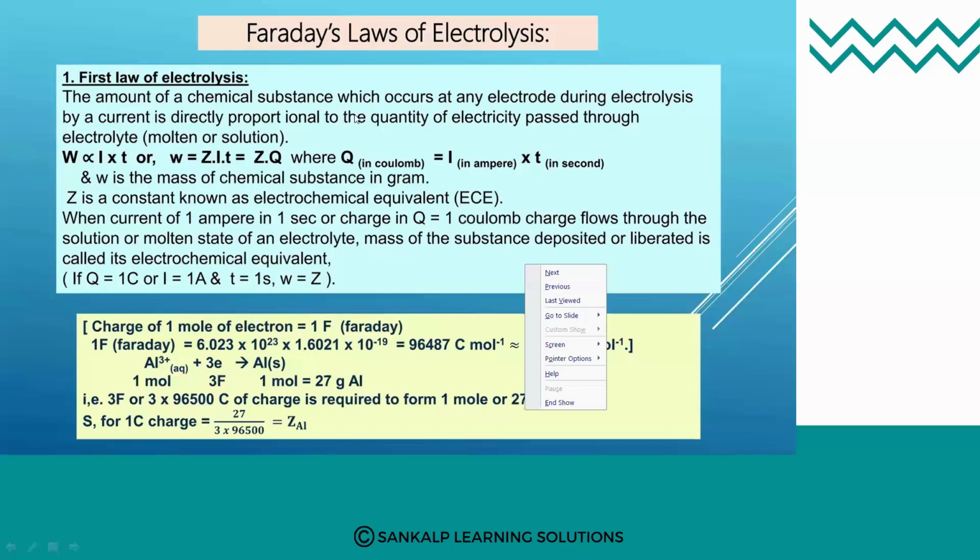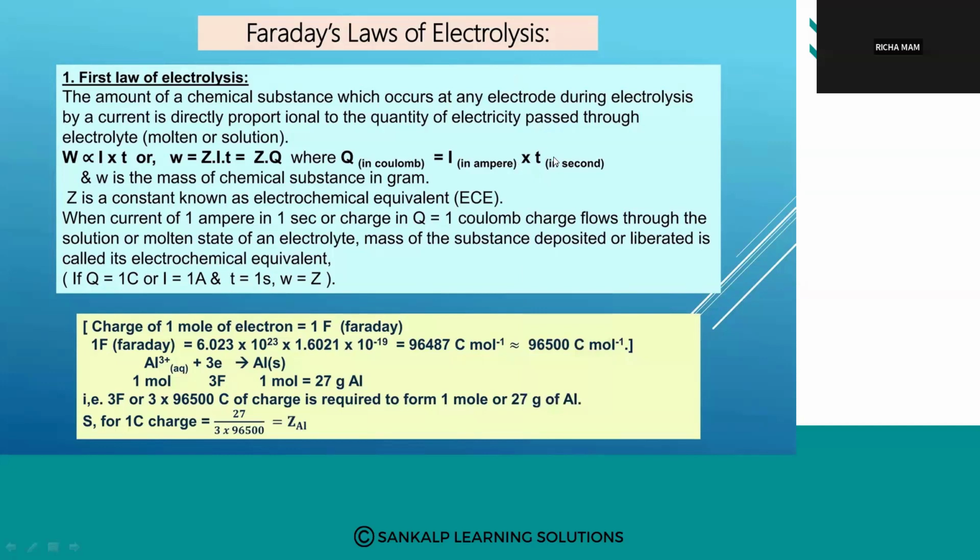The amount of chemical substance deposited at any electrode during electrolysis by a current is directly proportional to the quantity of electricity passed through the electrolyte, whether the electrolyte is molten or in solution form. So what happens during electrolysis? When this electrolysis process takes place, when an external electric current is passed, what happens?